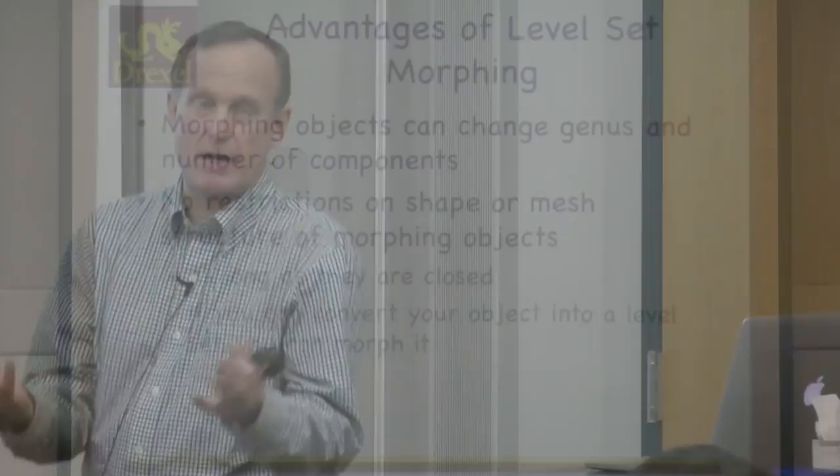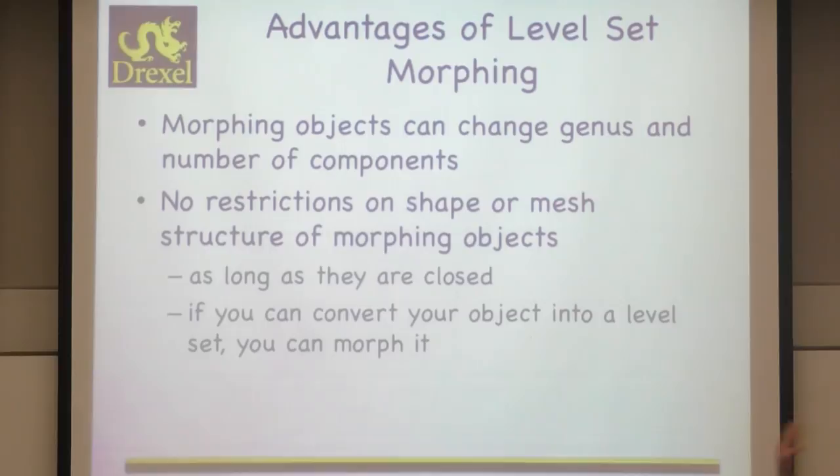That is absolutely not true when it comes to mesh models in terms of dealing with change of genus, having to worry about having compatible underlying mesh topologies. Forget it. And again, this idea of no restrictions on the shape or mesh structure: there is no mesh, right? A lot of mesh morphing techniques require you to map every vertex in A to some vertex in B. That can be done. You can do remeshing, and so on. Just give me a model, we'll morph it for you.